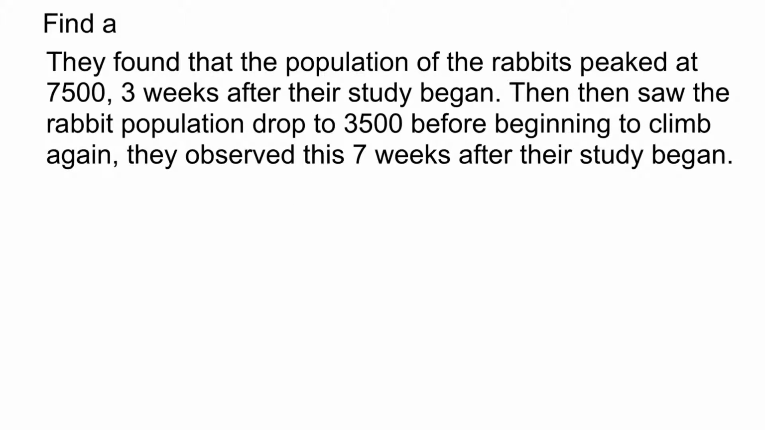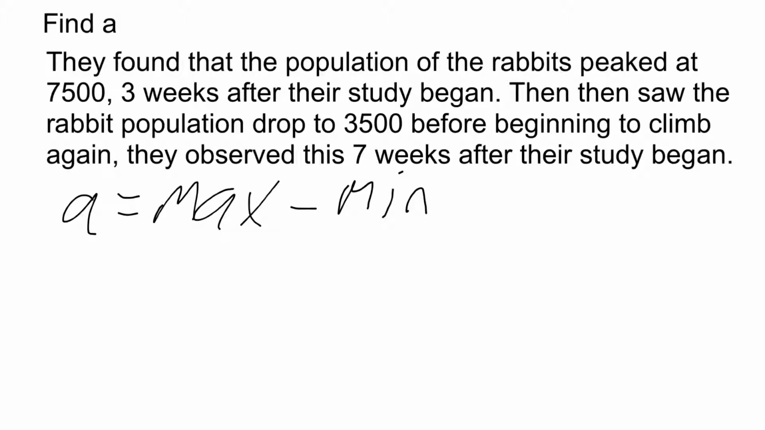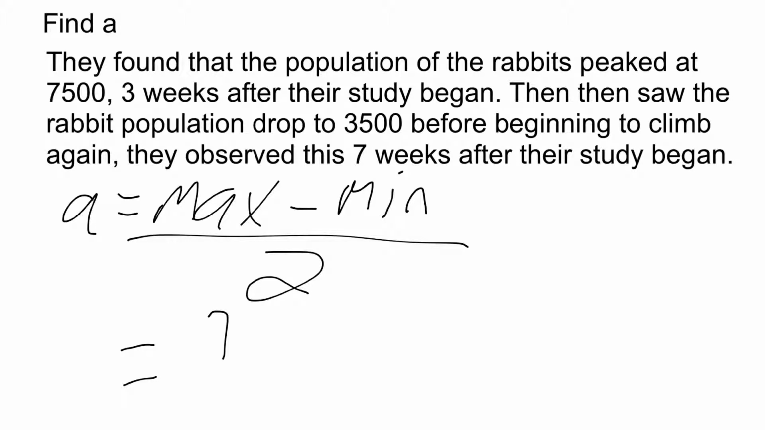Alright, let's find A. Look at the square that says find A at the top. Alright, so how do we find A? What's our usual? Alright, so our usual is A is equal to max minus min divided by 2. So what's our maximum? 7,500. What's our minimum? 3,500, right.